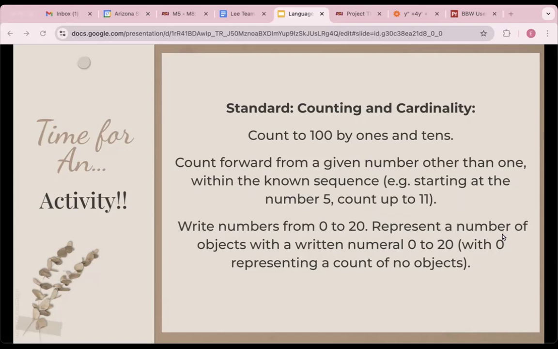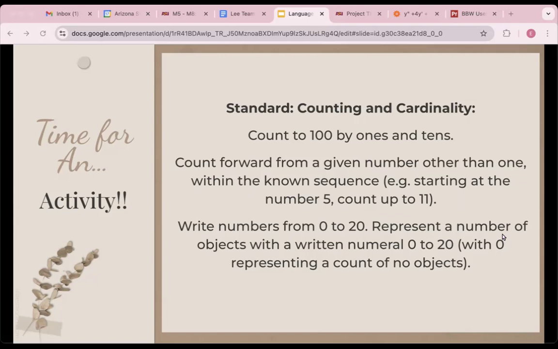Ready? 1, 2, 3, 4, 5, 6. 6. How many do I have? 6. And how many did I need? 6. Great job, friends.